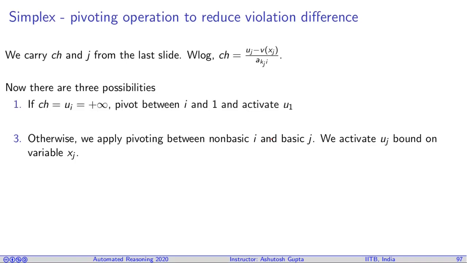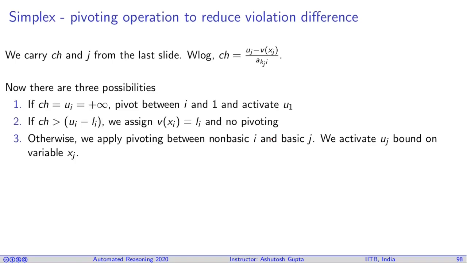So there are other possible cases. One more possible case is that the amount of change allowed is infinite, and the upper bound of your i, the non-basic variable, is also infinite. So then what do you do? You just pivot between your violated variable and the i, and you don't look for a third thing. So this is one special case.